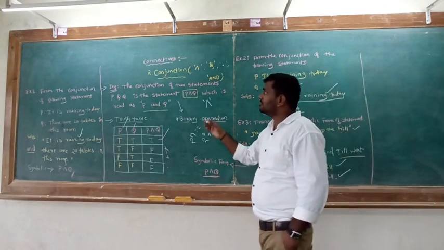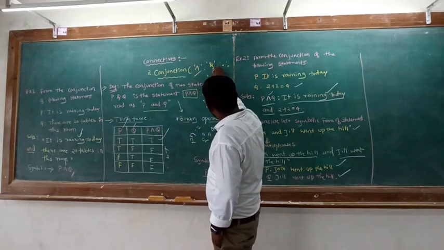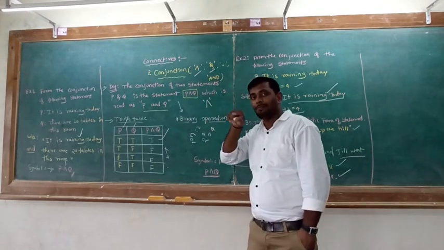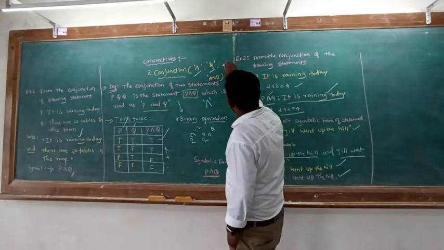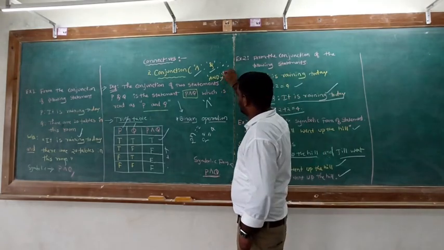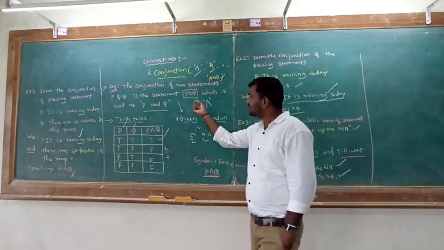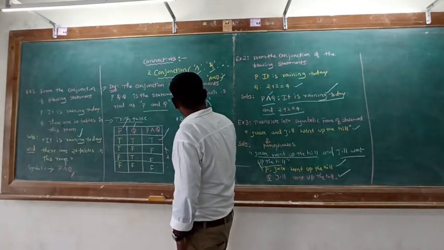This is the conjunction, and conjunction will be denoted as this symbol. You can also denote it as an ampersand. Okay, you can also denote it as a dot, and you can also denote it with the word and. Okay, that is possible. And throughout this book, we are using this conjunction symbol.